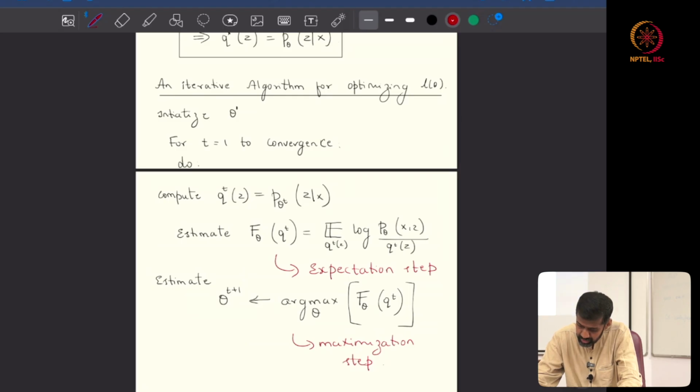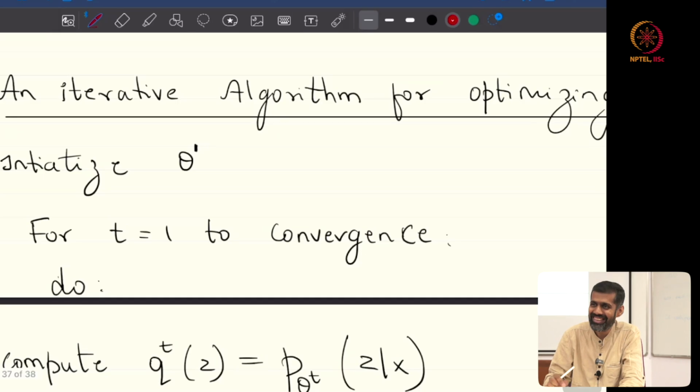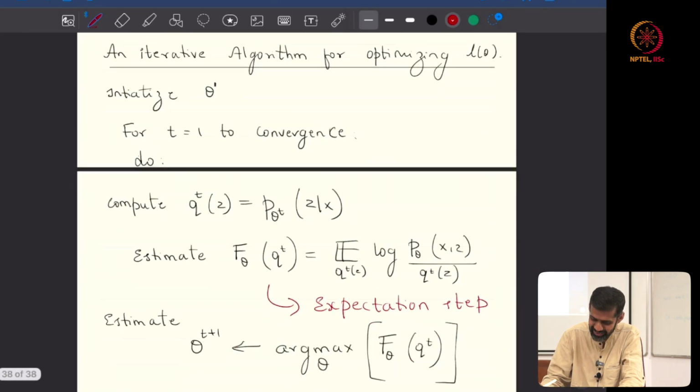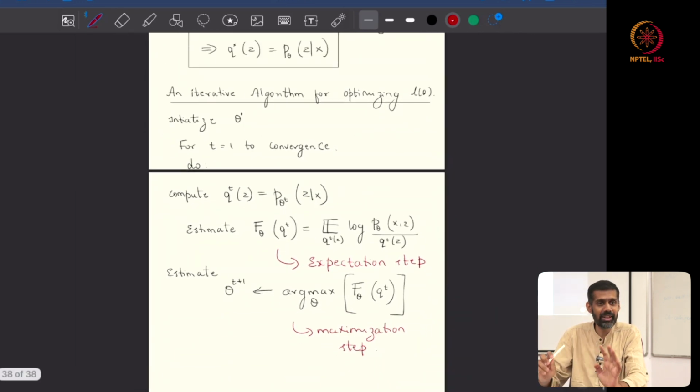I wrote theta 1, no? That electrical engineering problem. So I started with theta 0, then I initialized theta 1. I realized that quickly.